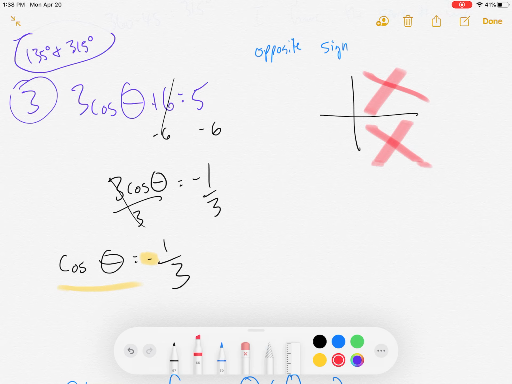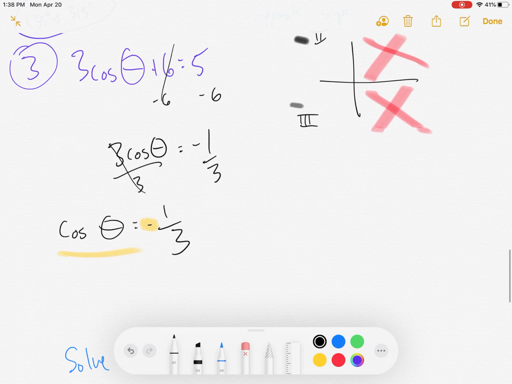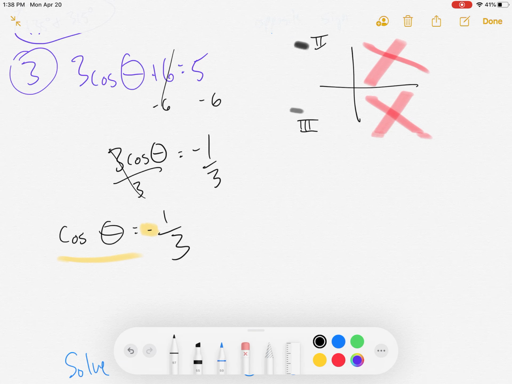It is also positive in quadrant 4, which means it's not negative there. So I only care about these two quadrants, quadrant 2 and quadrant 3, right now. Okay, so how do I figure out when my cosine is -1/3? That's not on my unit circle. Well, now we need to use our calculator.